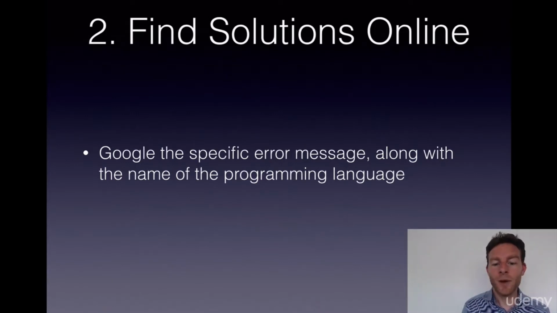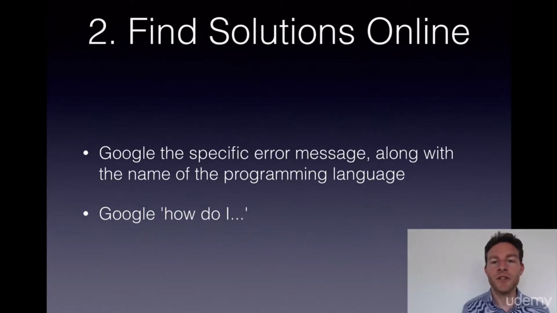So that's issue number 1. If that doesn't help, then you can always Google how do I do, and then whatever it is that you're trying to do. Again, put the name of the programming language in there as well. And that will probably get you a few lines of code which will achieve exactly what you want. You can either paste those in and move on, or you can see what was different about those to the code that you were using, and then hopefully work out where you were going wrong, and then once again, move on with the course.